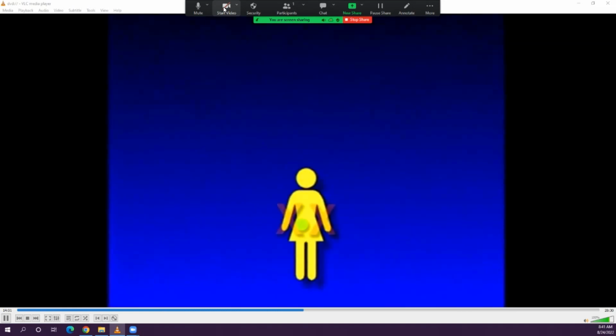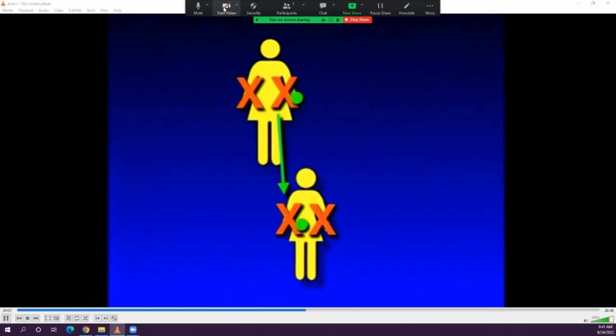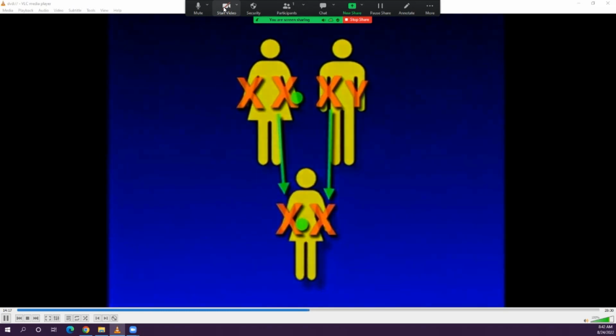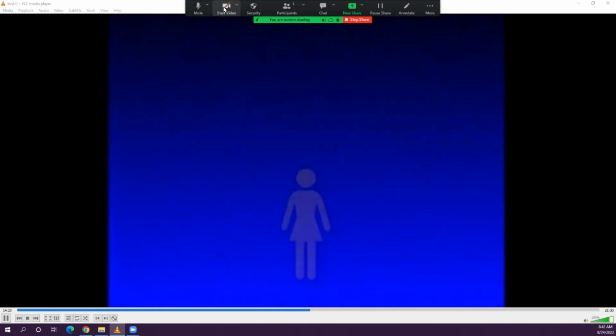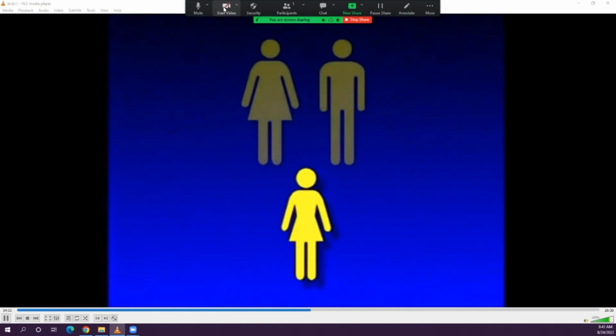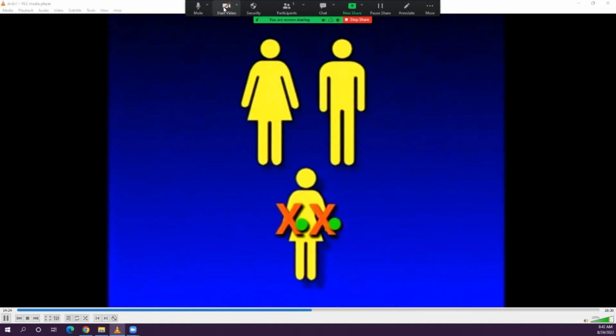A female who inherits an X chromosome with the recessive gene for a particular trait from her mother will not have the trait because the second X with the normal gene, which she inherits from her father, will protect her from exhibiting this trait. She will be a carrier. In rare instances, a female may inherit an X with the gene for the trait from both parents. She will then have the trait.